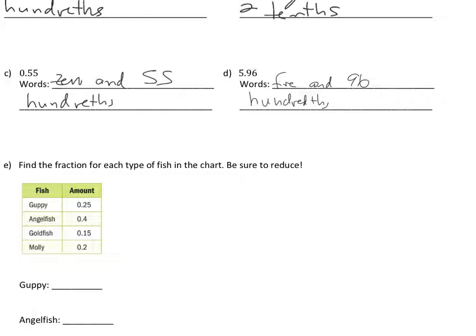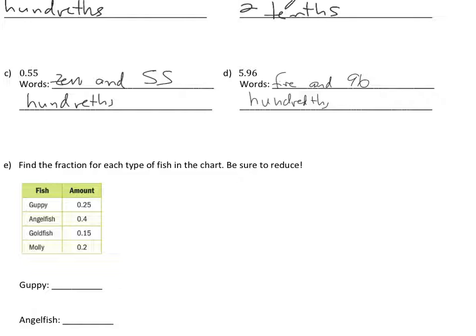Hopefully you had some time to check those out. Letter C, 0 and 55/100ths. Letter D, 5 and 96/100ths. Both of those had 2 numbers past the decimal, which is the hundredths place, so that needs to be in our answer. If we were making those fractions, you would then have to reduce, reduce, reduce.